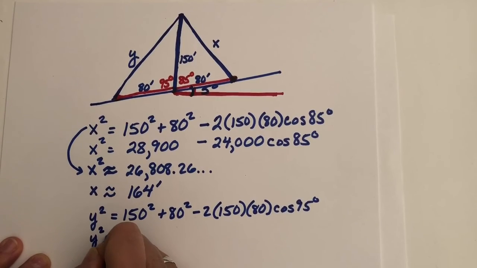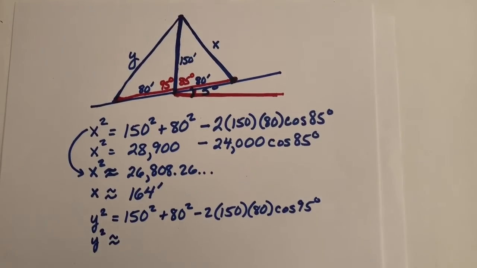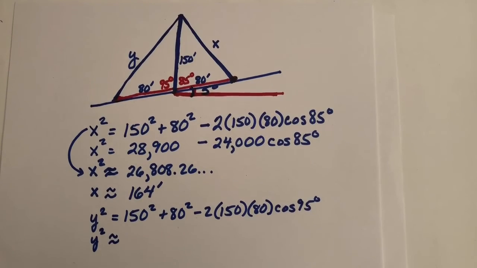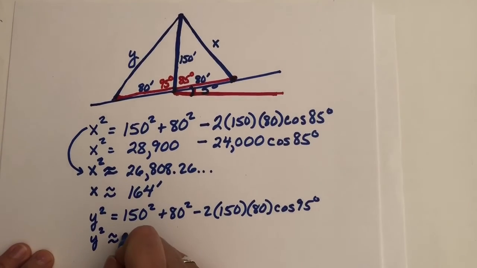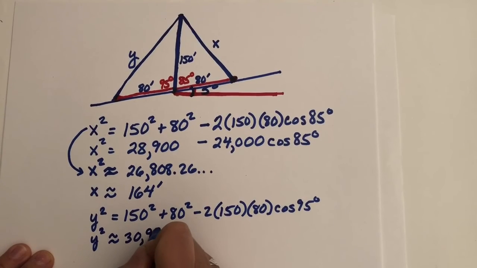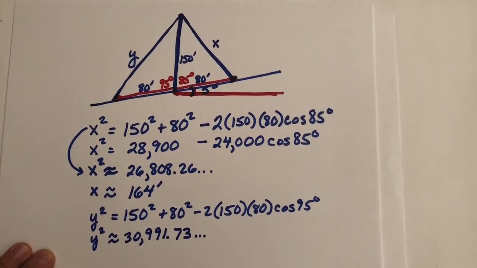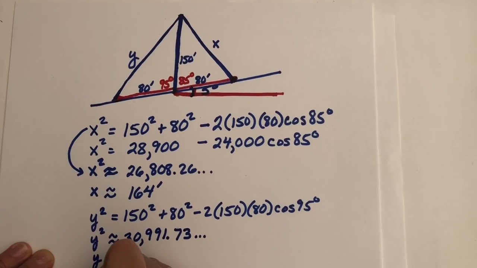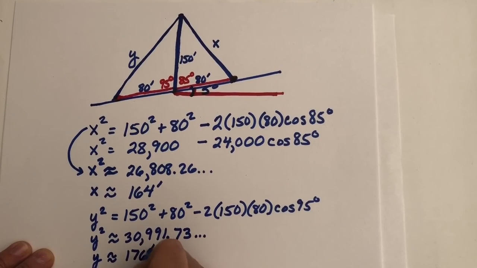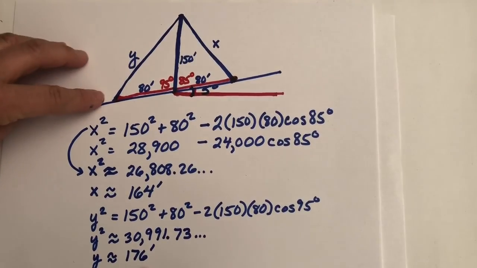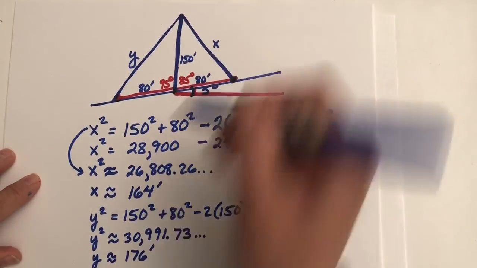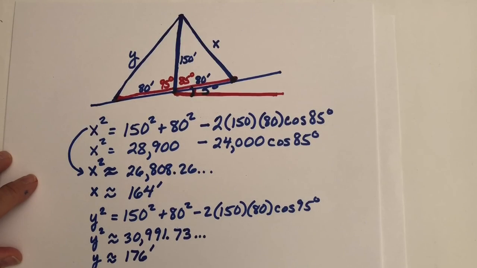We could punch that in. And we'll get 30,991.73. And when we take the square root of both sides, we find that y is approximately 176 feet. And as expected, this side was longer than this side. I hope this helps.